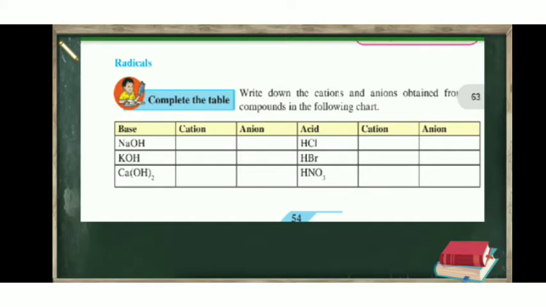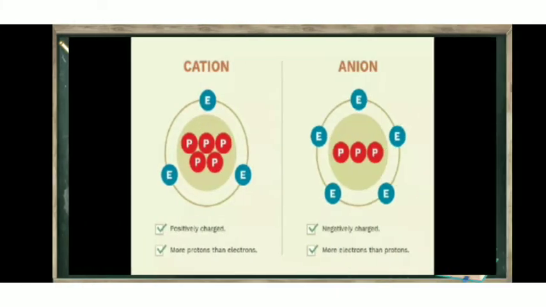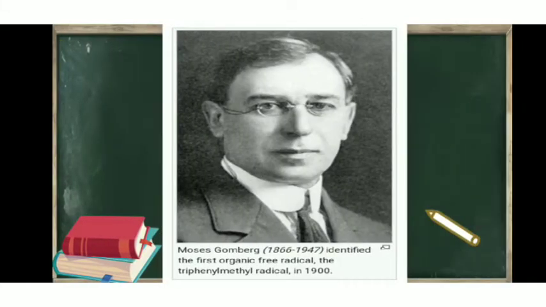In the previous class we have discussed cation and anion. Let's revise that. Cation is positively charged and has more protons than electrons. Anion is negatively charged and has more electrons than protons. So now you can complete that table, which is an assignment for you.